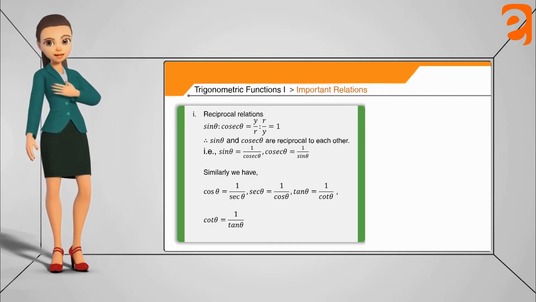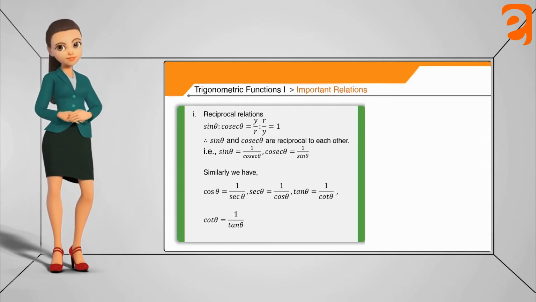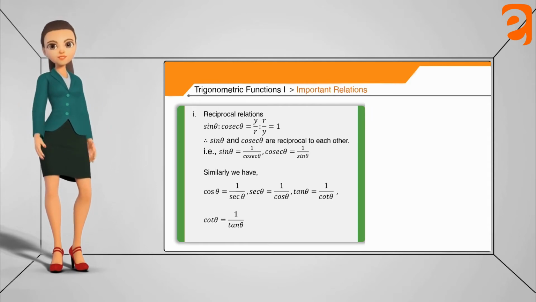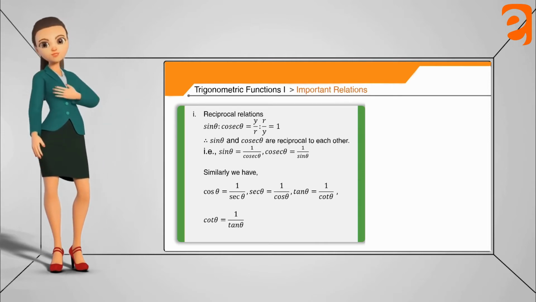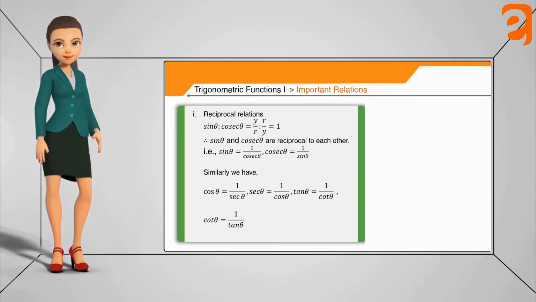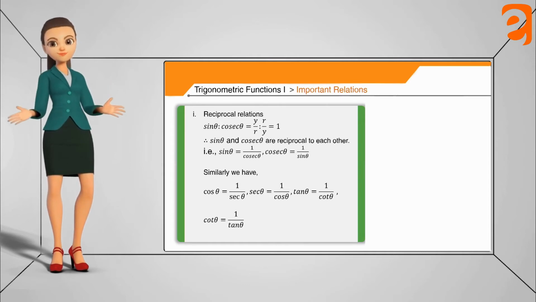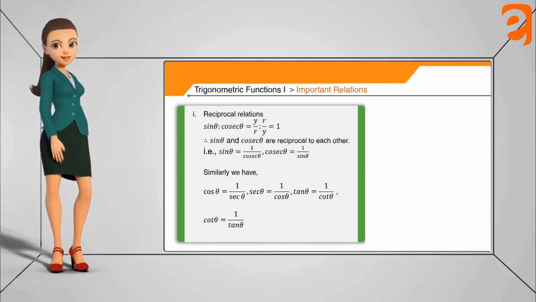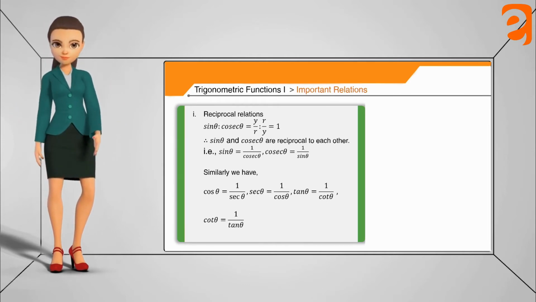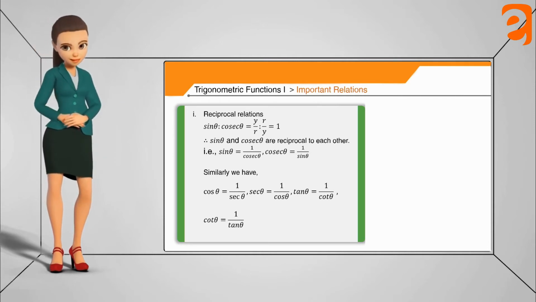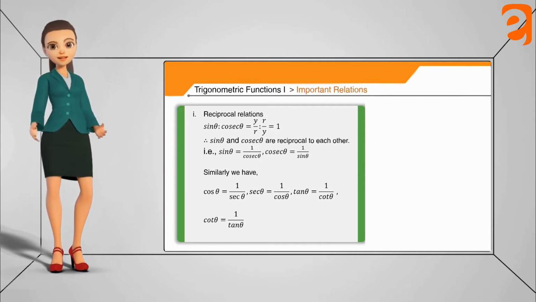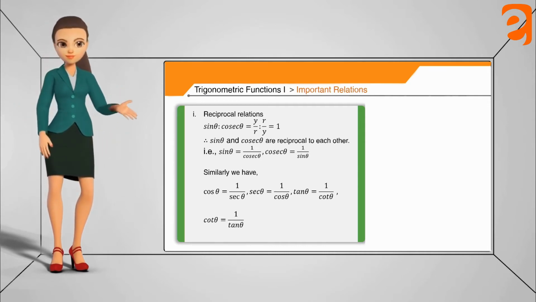Similarly, you can define the relationship between cos theta and sec theta. They are reciprocals of each other. So cos theta is equal to the reciprocal of sec theta, or sec theta is the reciprocal of cos theta. A similar relationship holds between tan theta and cot theta. Both are reciprocals of each other. So you can say that tan theta is equal to 1 by cot theta, or cot theta is equal to 1 by tan theta.